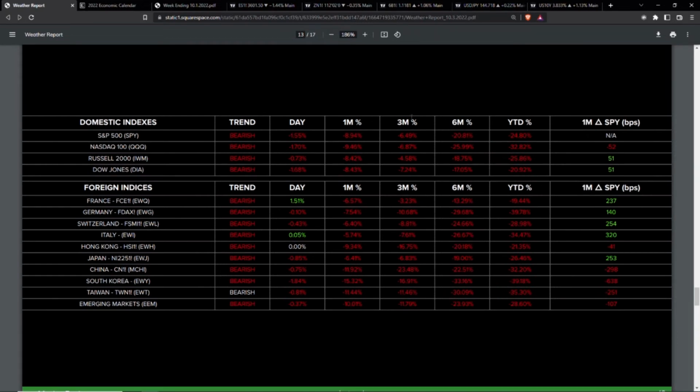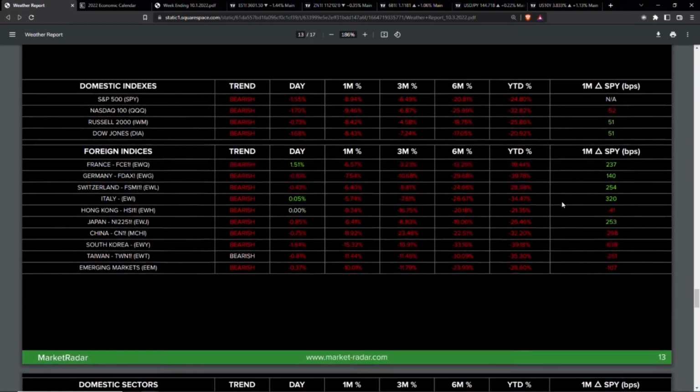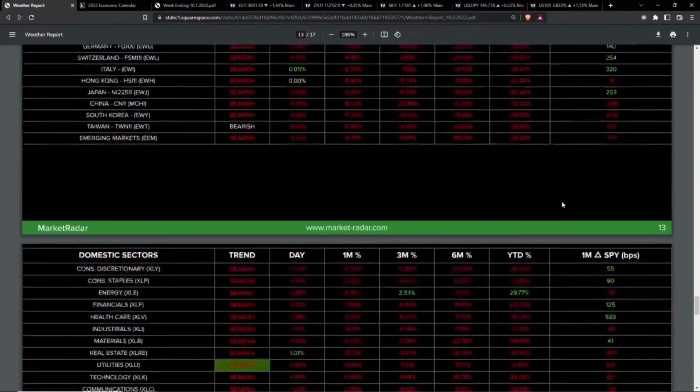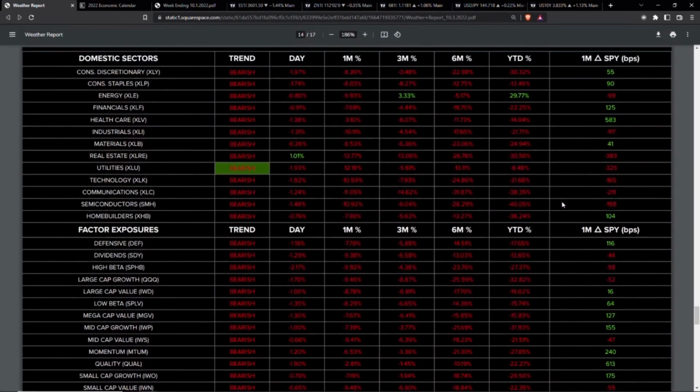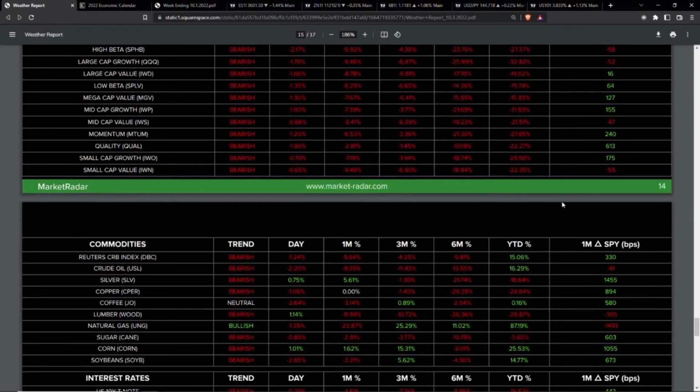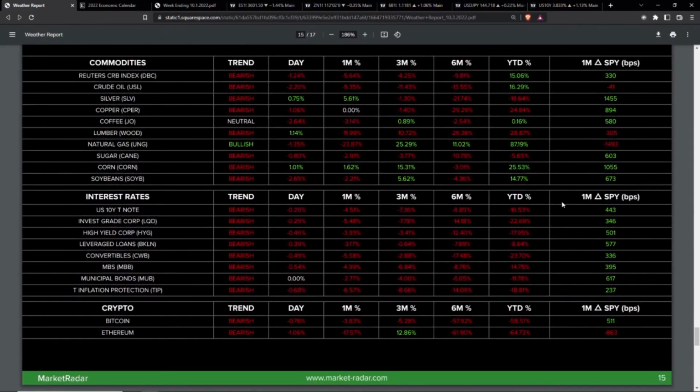I'm sorry, not the last few days, and then also comparing it to the SPY, because at the end of the day, we're here to outperform the S&P. So it's very important to compare everything to the S&P. You can make money, but if you don't beat the S&P, you're shitting the bed. So everything is compared to the S&P, and these final slides give you a nice overview of what's going on throughout all sectors, all factor exposures, commodities, currencies, everything.